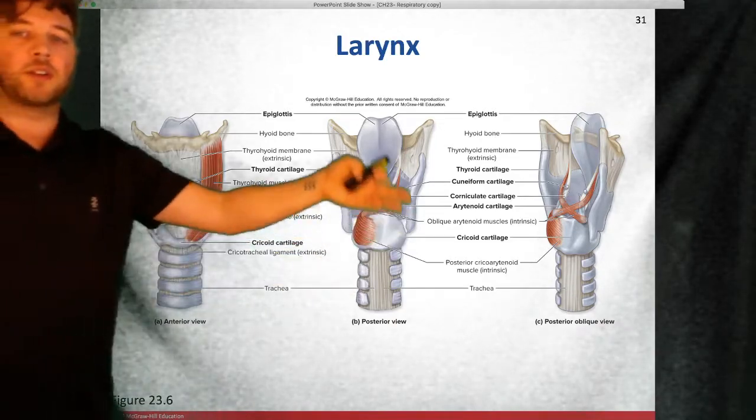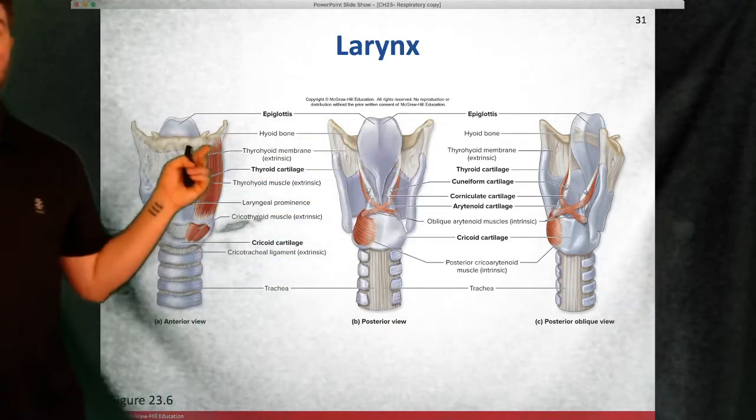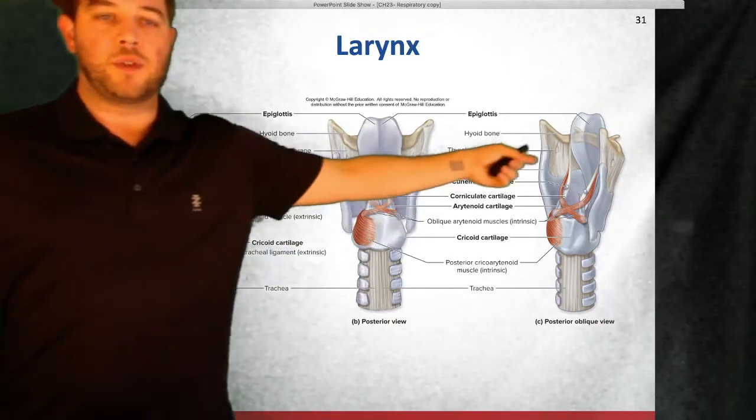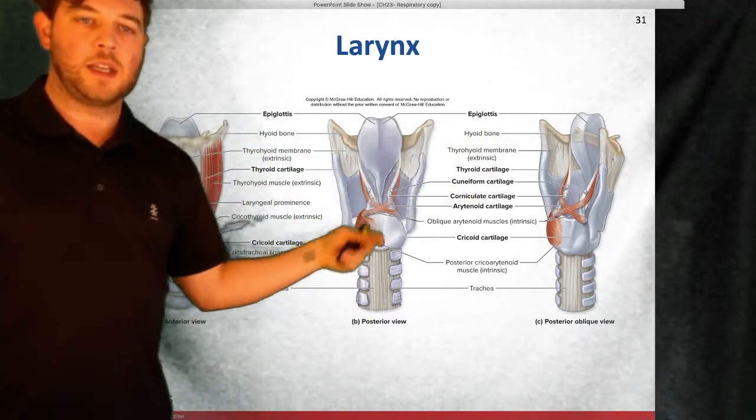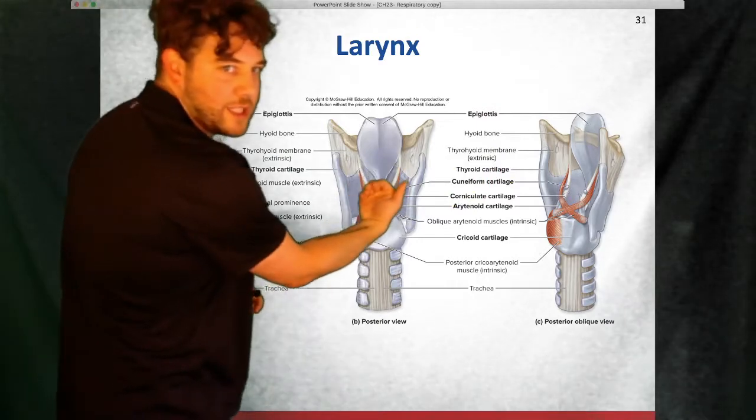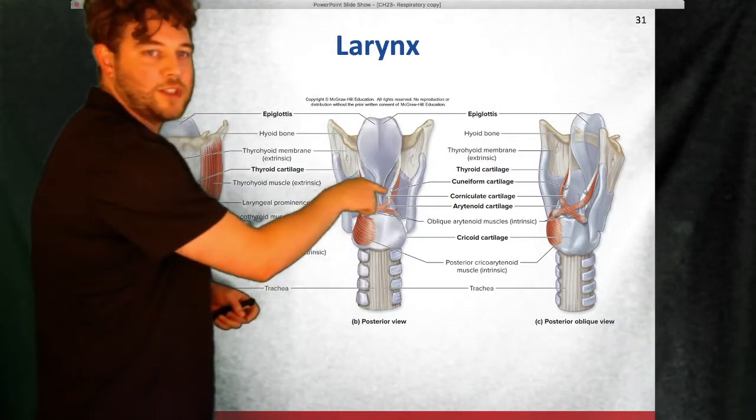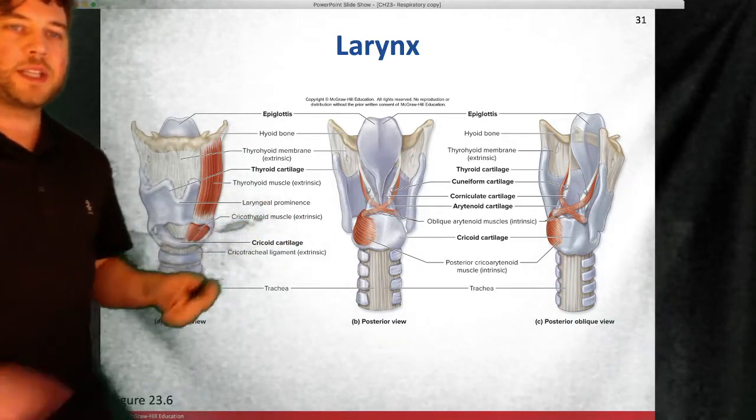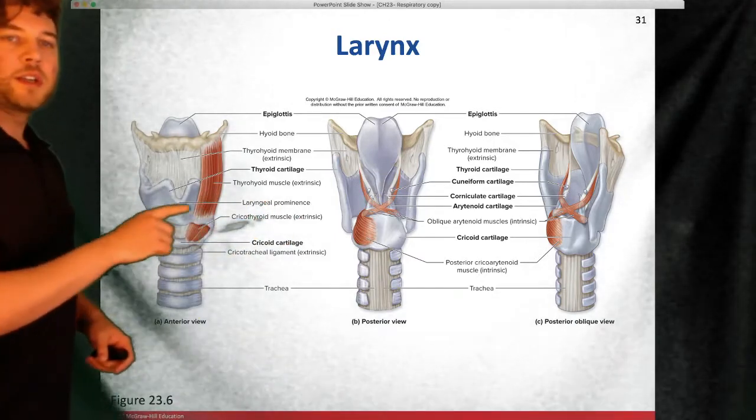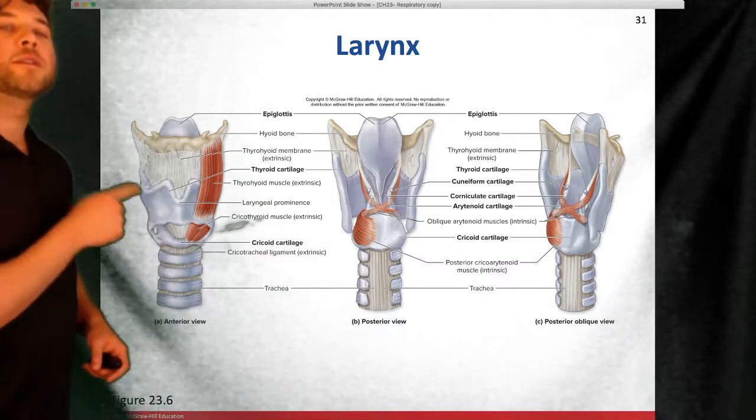So here are several views of the larynx. You can see the epiglottis in a couple of different views. This is that little flap. It will close down this way and cover this laryngeal inlet right here. This big shield piece is your thyroid cartilage. There's that laryngeal prominence right there.